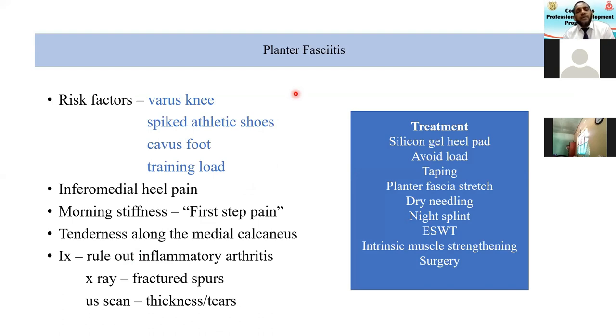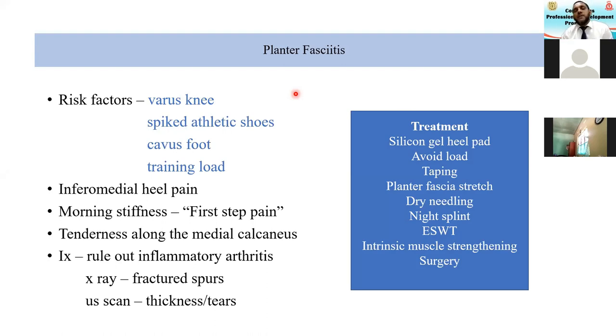So the pain will be on the inferomedial aspect. Morning stiffness, we call it first step pain. When you get up in the morning, the first step pain is called first step pain. And there's tenderness along the medial calcaneum. Investigation is important: rule out arthritis, and x-ray to exclude fracture or calcaneal spurs, and ultrasound to look for thickness and tears.